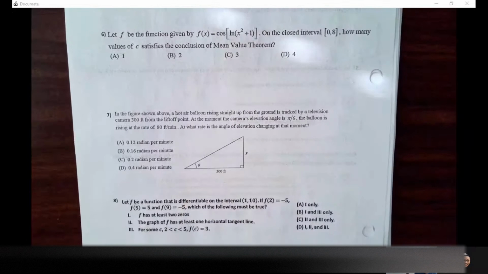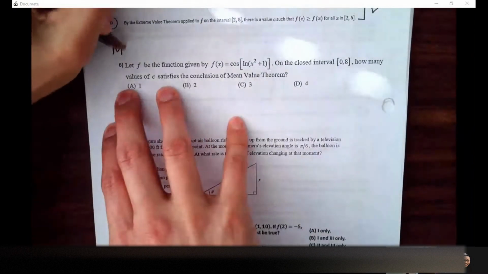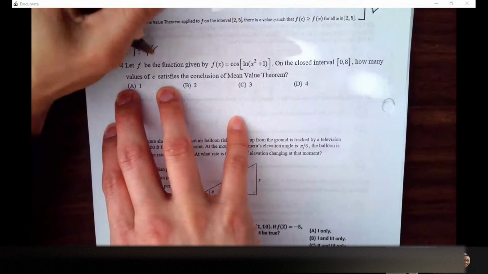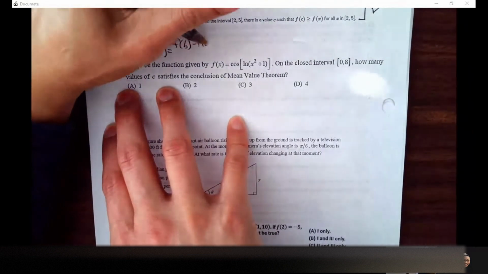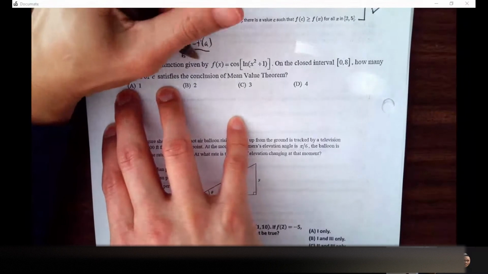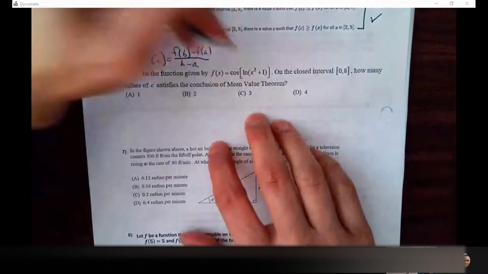All right, number 6. Let the function be cosine of natural log of x squared plus 1. On the closed interval, how many values satisfy the conclusion of the mean value theorem? So for the mean value theorem, we're going to have to go through our formula here. Let me write this above. So we have our endpoints 0 and 8, and I'm going to insert them in.